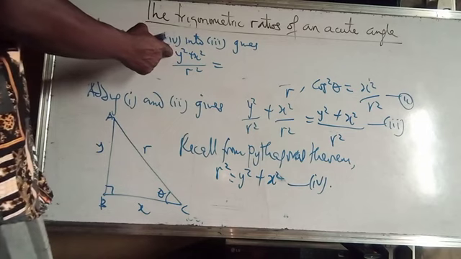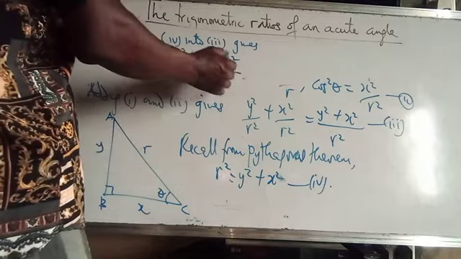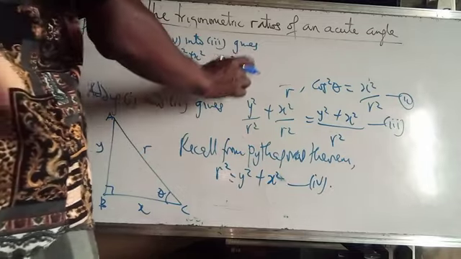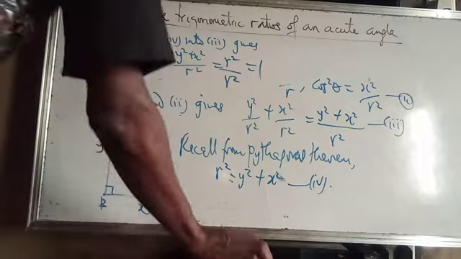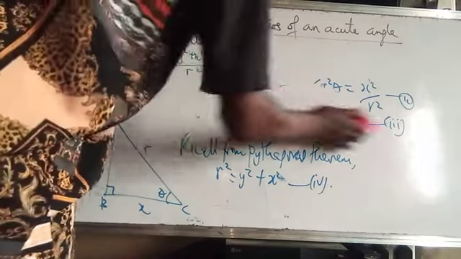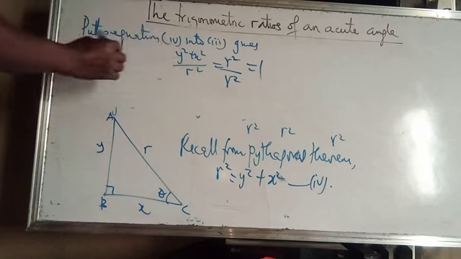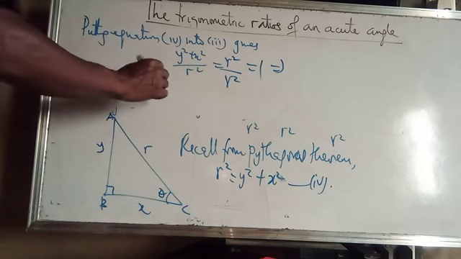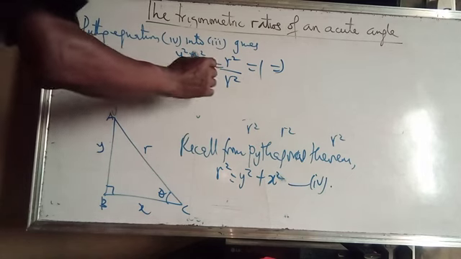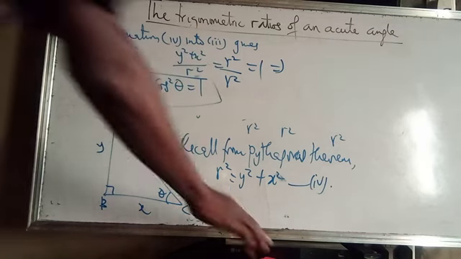So y squared plus x squared is the same thing as r squared from here. So we have r squared over r squared, and when you divide r squared by r squared, you have 1. That implies that sine squared theta plus cos squared theta, where sine squared theta stands for y squared over r squared while cos squared theta stands for x squared over r squared, is equal to 1. So this is a very good identity.